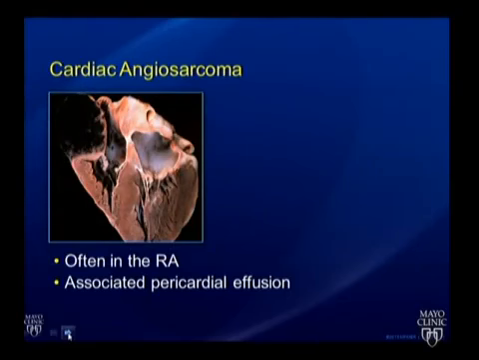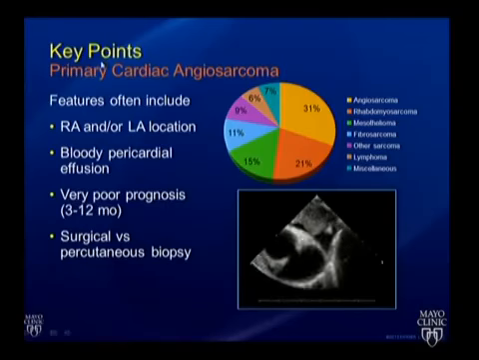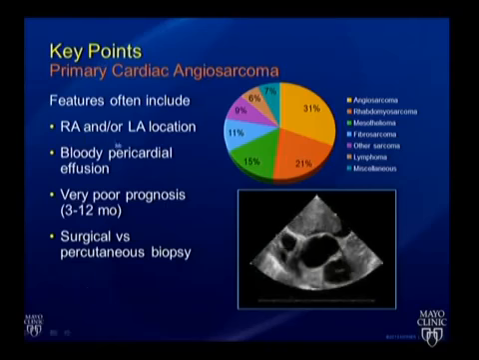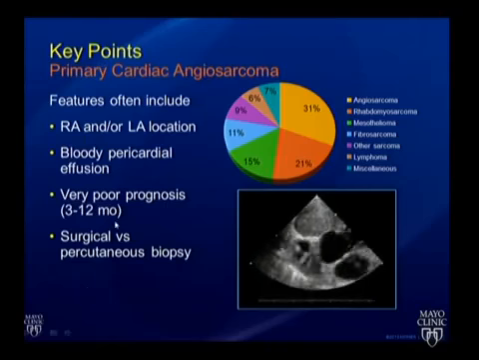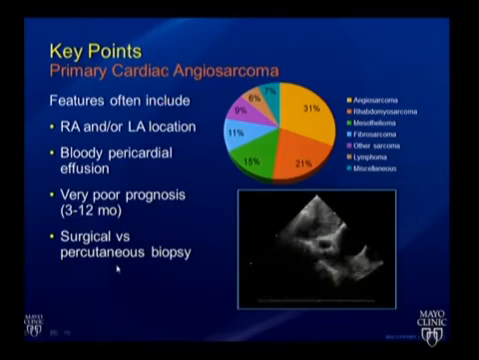Angiosarcoma often starts in the atria, right atrium more than the left atrium, associated with a pericardial effusion. This is very bloody. These are masses of veins and vessels that are very friable, and they tend to rupture, and then they bleed into the pericardial space, and can often present with tamponade. So the key points, and the reason I made a key slide on this one, is because I think if they're going to test you on masses, these are the key things you're going to want to remember: the atrial location, the bloody pericardial effusion, very poor prognosis, and that you can get biopsies.